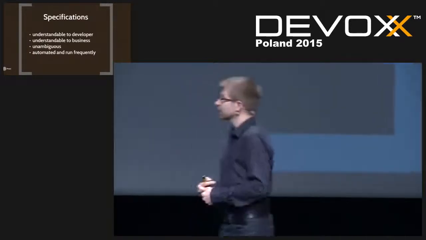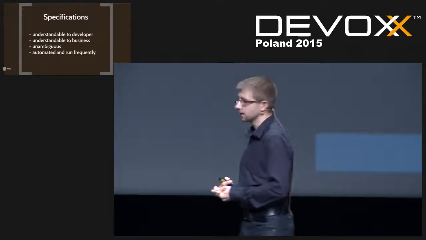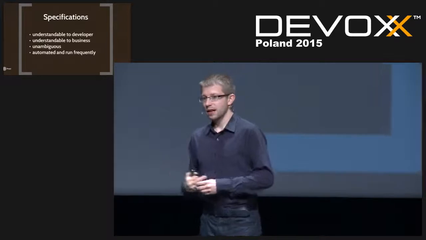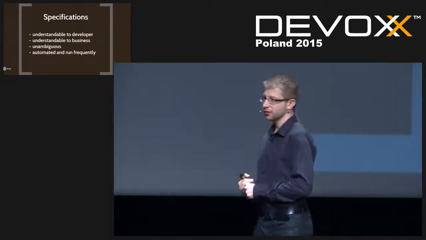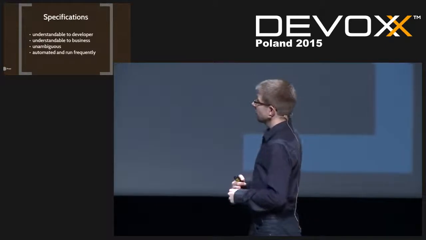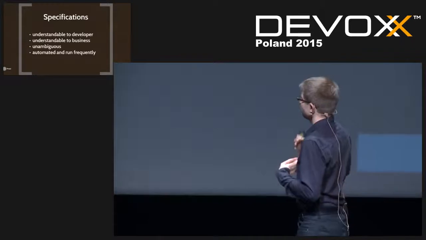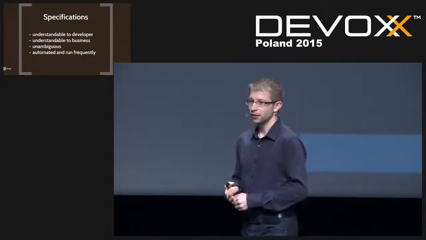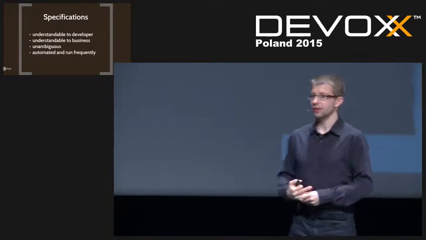The biggest issue is here. The specification should be understandable to business. So we need to minimize this gap between us and the business guys in order to have a shared understanding of the system. Then they should be unambiguous and for sure automated and run frequently, because we want our software to behave in the correct way all the time, not only once.